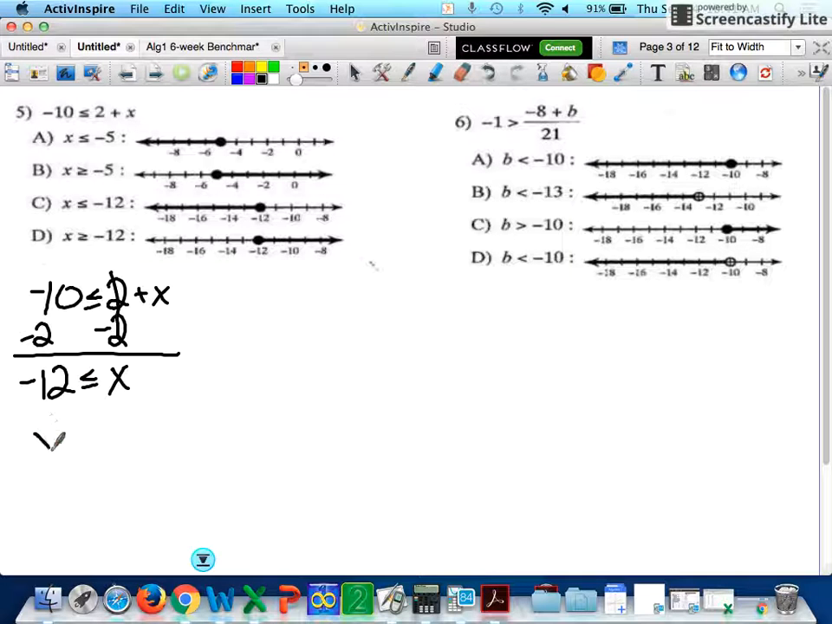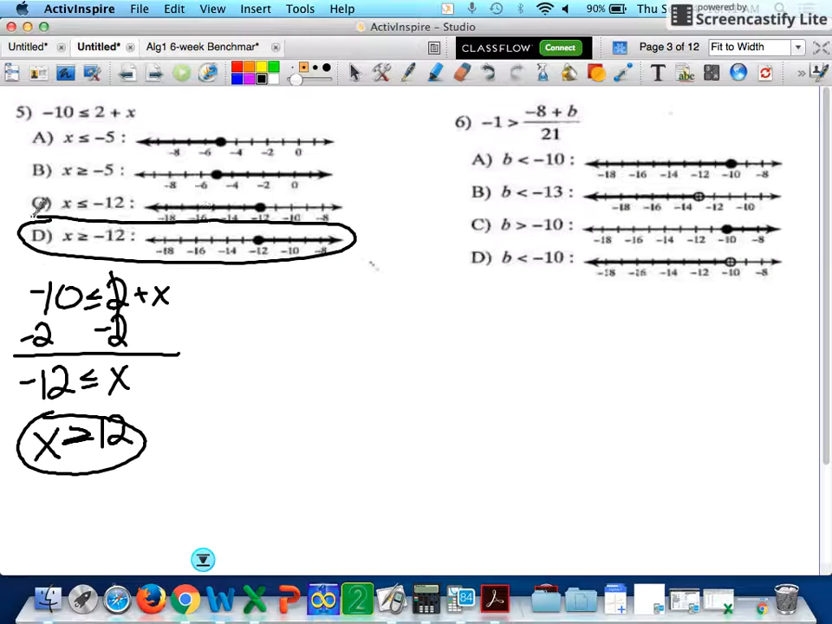So if we want, this could alternatively be written as x greater than or equal to negative 12. A lot of people just flip these every time. Other people read it backwards. They say x, and they say the big end is facing x, so x is greater than negative 12. Well, that's the same thing we wrote right here. X is greater than or equal to negative 12. There's only one answer with that, and it's D.